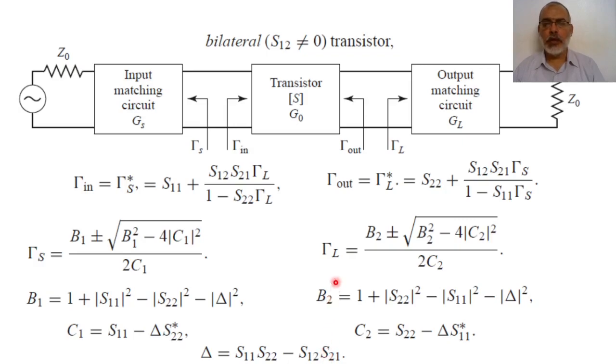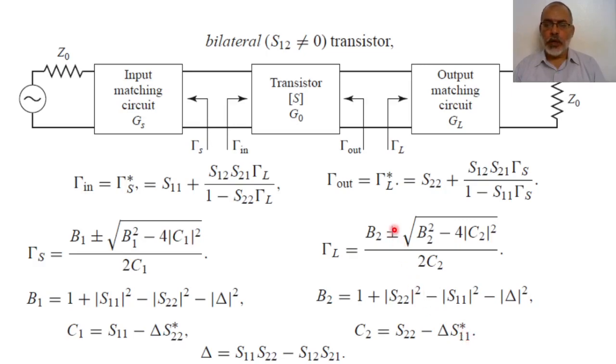In a similar way, gamma load is B2 plus or minus square root of B2 squared minus 4 the magnitude of C2 squared, over 2C2, where B2 is 1 plus |S22|² minus |S11|² minus |delta|², and C2, instead of S11 here, it would be S22 minus delta S11 conjugate. Okay?